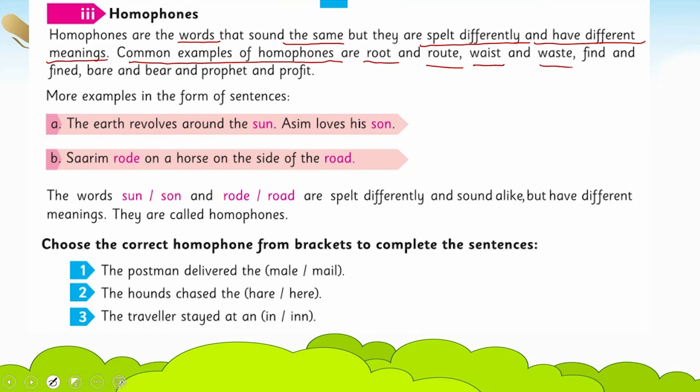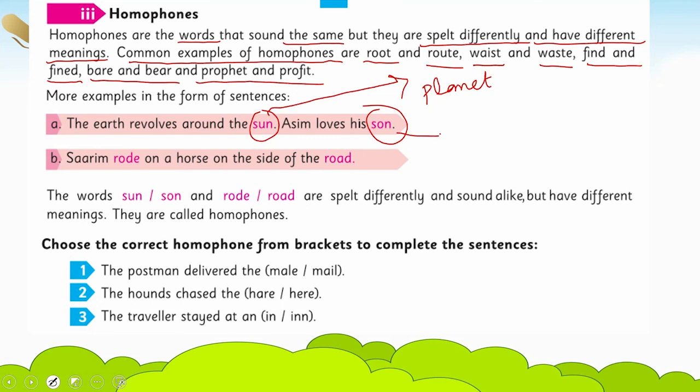Waste and waist. Find and fined. Bear and bare. Profit and prophet. Here both the words are different. Their spellings are different but their sounds are the same. More examples are in the form of sentences. The earth revolves around the sun. Asim loves his son. Here the sun is what? A planet. And here son is what? A boy.